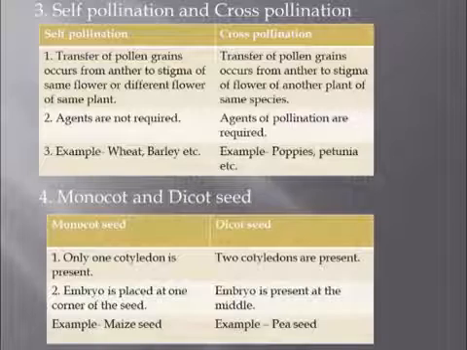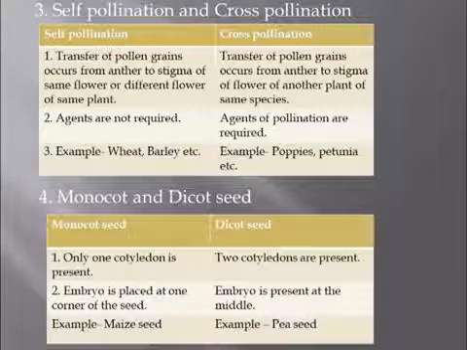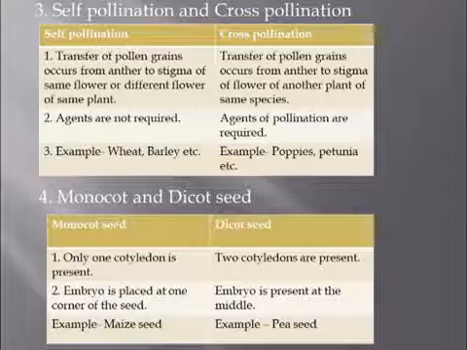Number 3, the difference between self-pollination and cross-pollination. In self-pollination, the transfer of pollen grains occurs from the anther to the stigma of the same flower, or a different flower but of the same plant. Whereas cross-pollination occurs between the flowers of another plant, a totally different plant, but belonging to the same species.